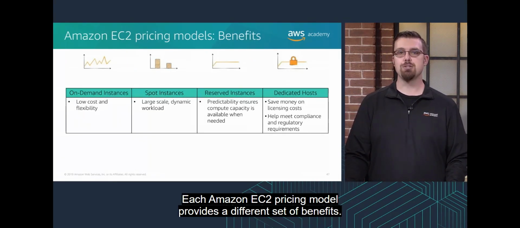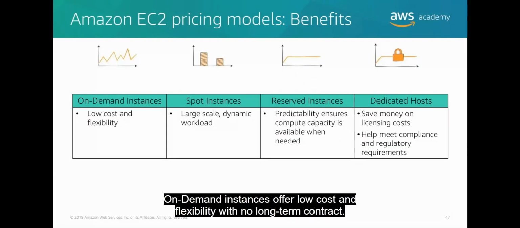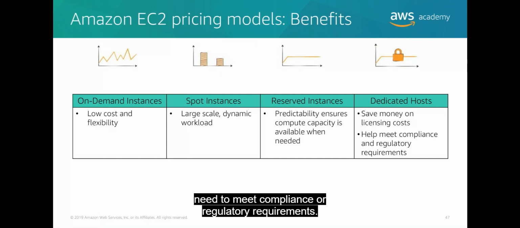Each Amazon EC2 pricing model provides a different set of benefits. On-demand instances offer low cost and flexibility with no long-term contract. Spot instances provide large scale at a significantly discounted price. Reserved instances are a good choice for predictable or steady-state compute needs. Dedicated hosts are a good choice when you have licensing restrictions or need to meet compliance or regulatory requirements.